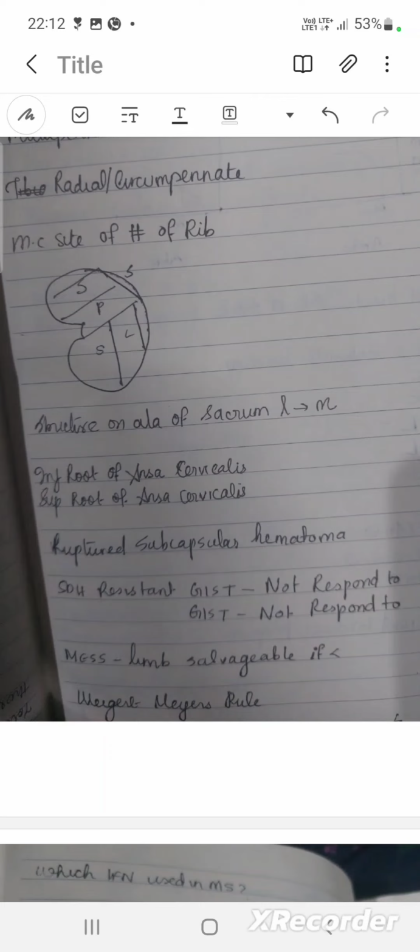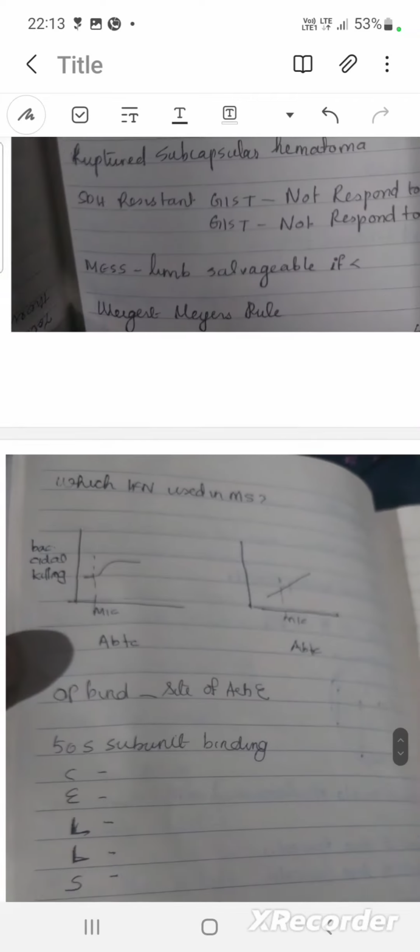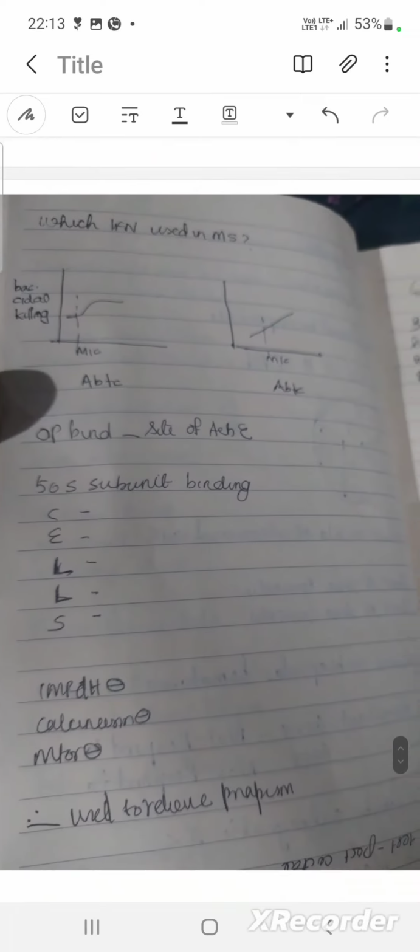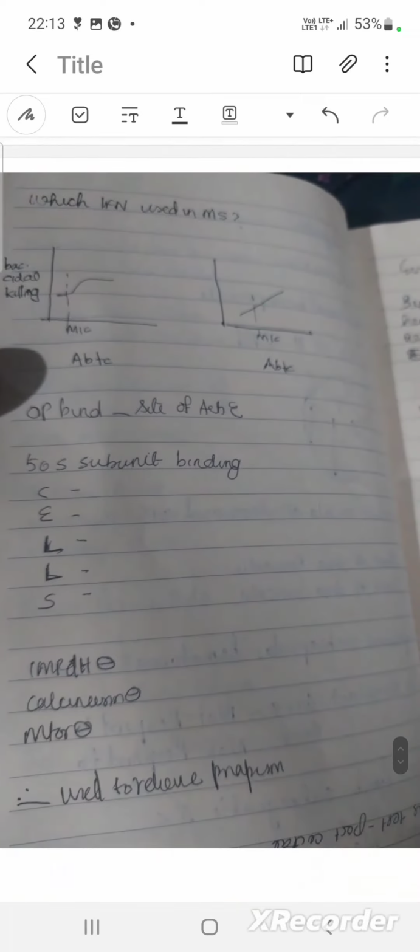In MESS score, limb salvage is possible if less than 6. We got the rule from the above: the upper pole ureter will go inferomedial, more distance, and the lower one superolateral, less distance. This longer one is creating the problem. Interferon beta is used in multiple sclerosis.